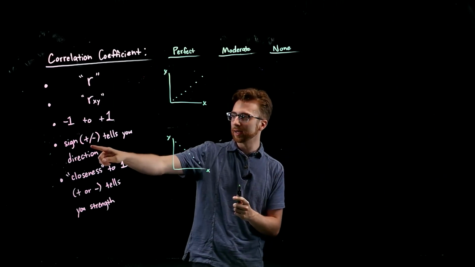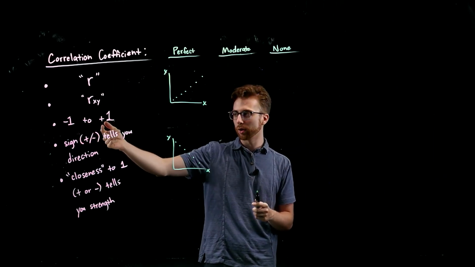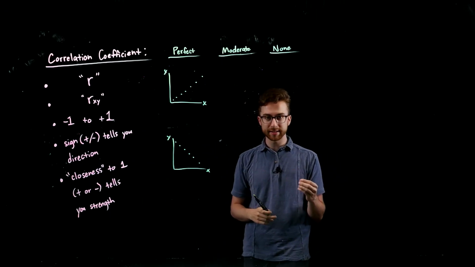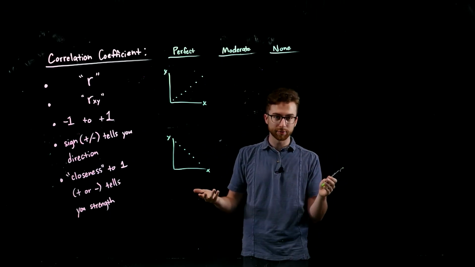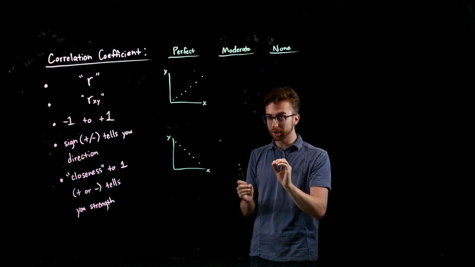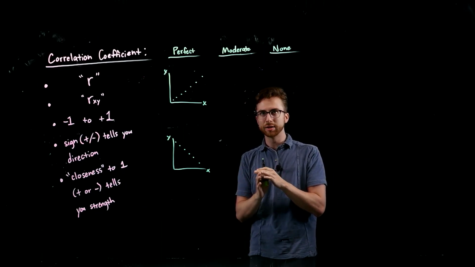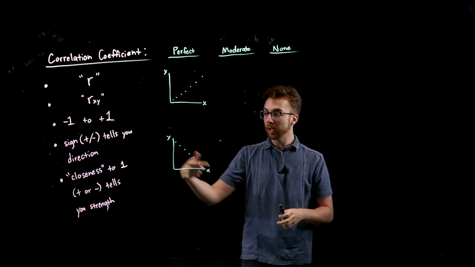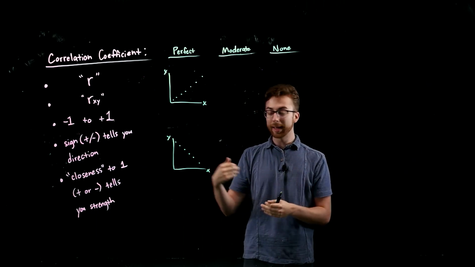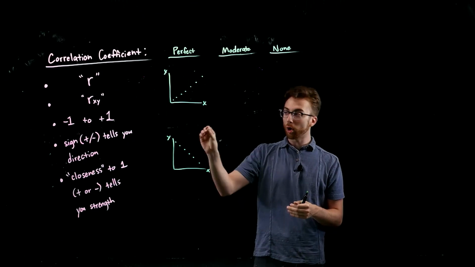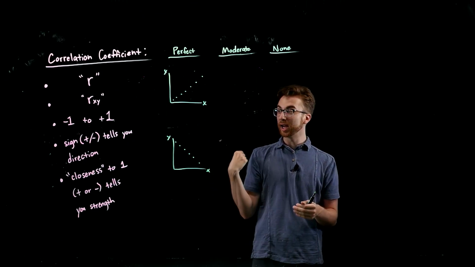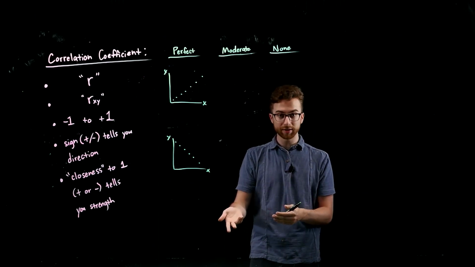So the sign of your correlation coefficient, of your R, whether it's negative or positive, is going to tell you the direction. If it's positive, that means it's a positive relationship. As x goes up, y goes up. We'll show an example of what that looks like on a scatter plot, but it's a direct relationship. Whereas negative means as one goes up, the other one goes down. It's an inverse relationship, and that's what the negative means. So if you see an RXY or an R that's negative, it's a negative or inverse relationship. And if it's positive, it's a positive or direct relationship.